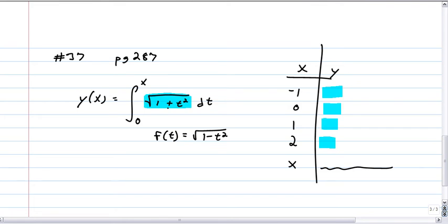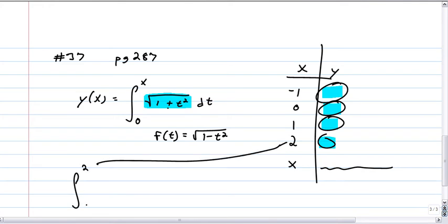Remember, you're trying to find these areas here. Like when x is 2, that's the integral from 0 to 2 of the square root of 1 minus t squared dt. And we were going to compute that. I could do that if I could find the antiderivative of this, but you're telling me that's hard to find. Yeah, it is hard to find for this problem. And this problem is a little different too, because they're not asking us for these values. They're asking us for the derivative of this function.